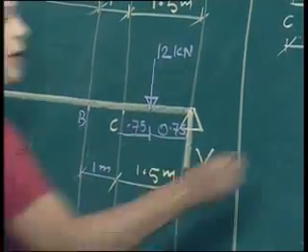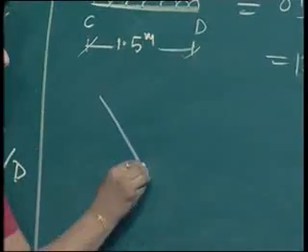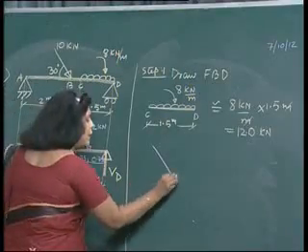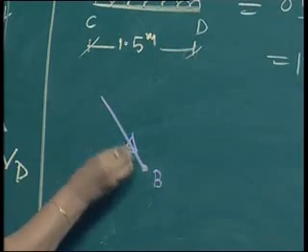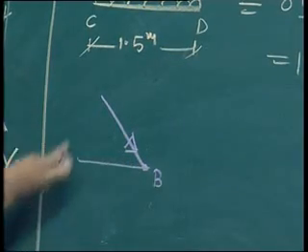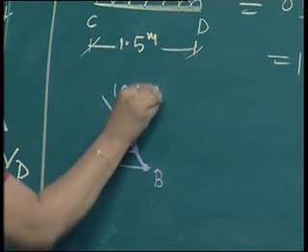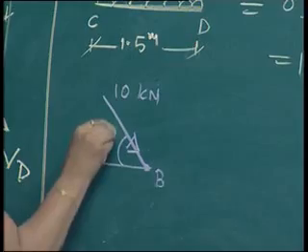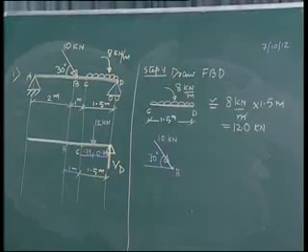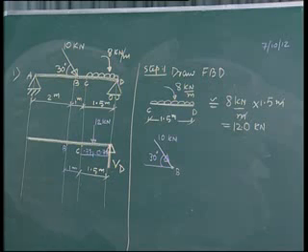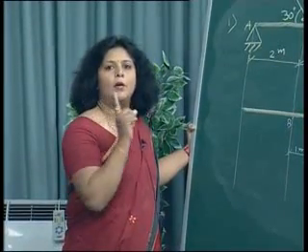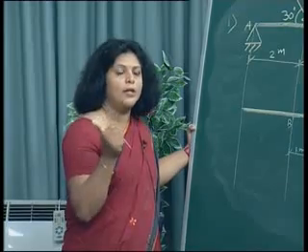Now at point B we have an inclined force, and the inclination with respect to the horizontal is 30 degrees. Because our support reactions are vertical, I have to convert my inclined force into two equivalent components, one in the horizontal direction and the second in the vertical direction. So we have to resolve that inclined force into two components. Now what is our thumb rule?